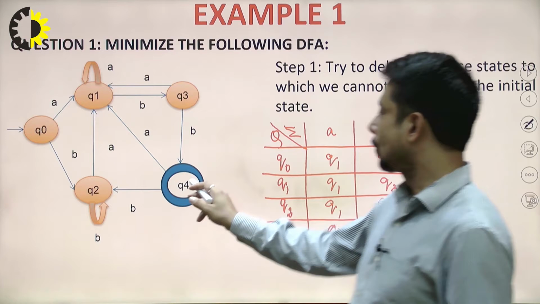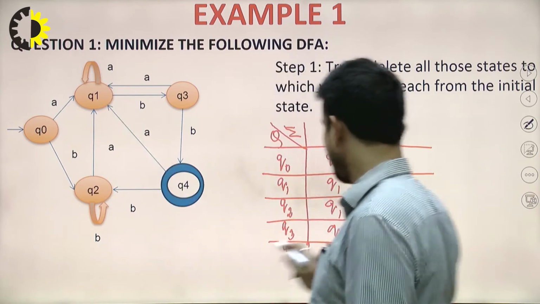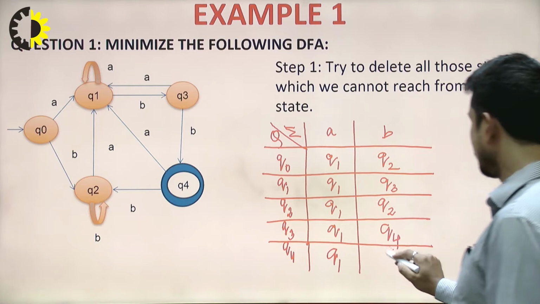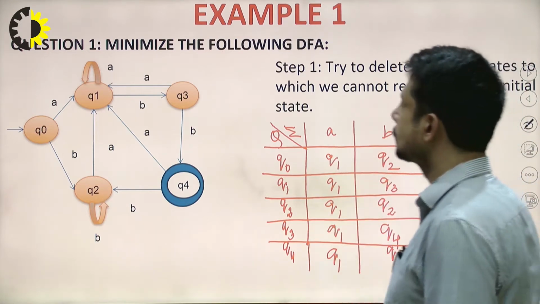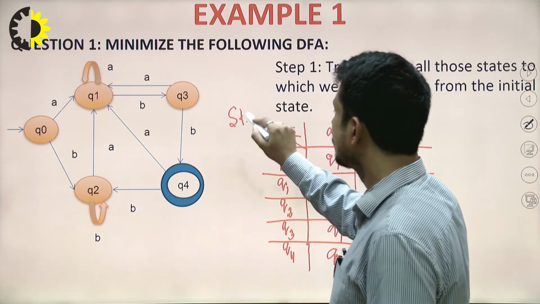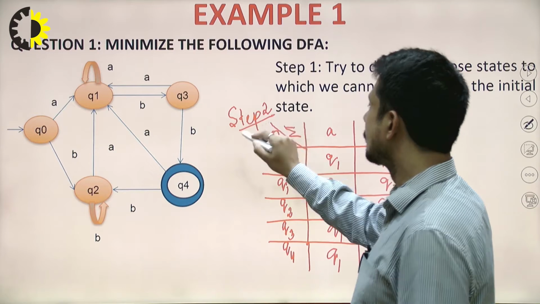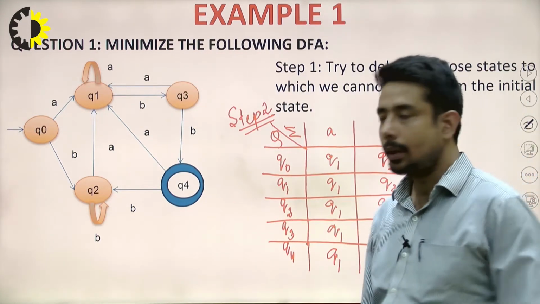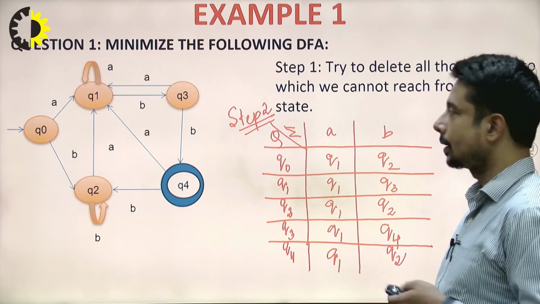Okay? Q4 on input A, it is going to Q1. And Q4 on input B, it is going to Q2. So that means this is the transition table and this is your step number 2. So draw the transition table of this DFA. Okay. So I hope this is clear to everyone. This we have done a lot of times.